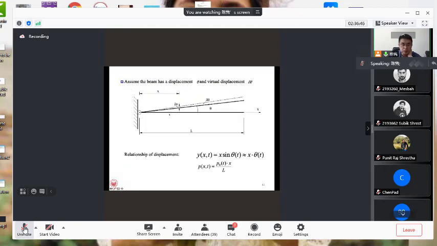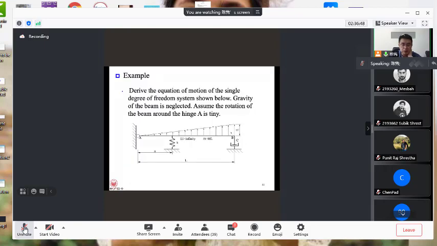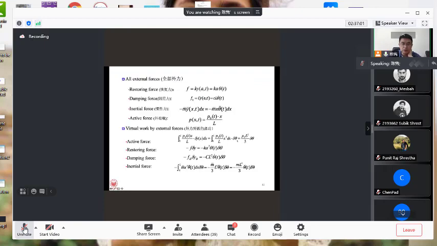And then the damping force. You have a dashpot here. The vertical velocity here should be L times theta dot, right? Then times c. So c L theta dot. It should be c y dot, which is c L theta dot. So this is the damping force. And then the inertia force.